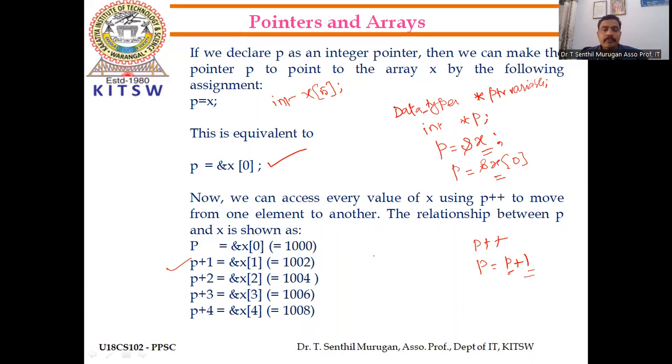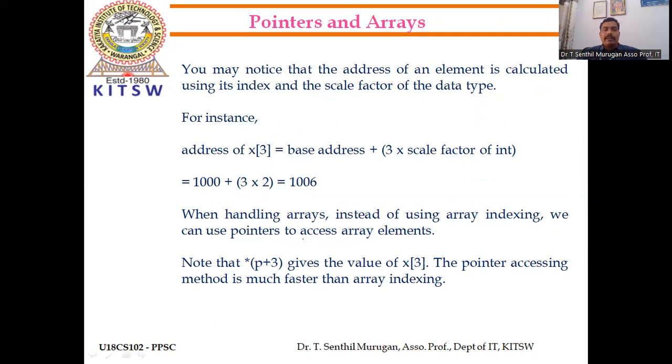Okay. So for example, if the base address is 1000, then p plus 1 is 1002, p plus 2 is 1004, p plus 3 is 1006, p plus 4 is 1008. Okay, like this we can understand. So how can we calculate that? For example, x[3]. What is the address of x[3]? The base address we already know is 1000, and x[3] is 3 into the scale factor of integer. The scale factor is 2 bytes. So we can write 3 into 2 is 6, 6 plus 1000 is 1006. So the address of x[3] is 1006. It is calculated like this.